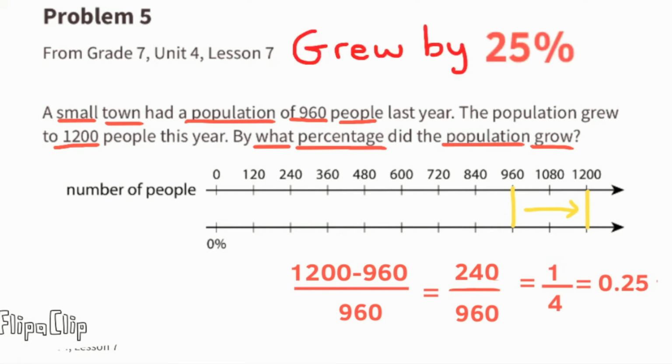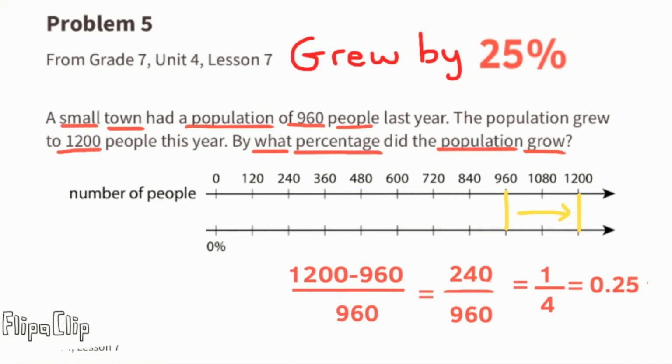25 hundredths is equivalent to 25%. So this was an increase of 25%. That means that the population grew by 25%. We can also use the double number line to help us easily find the answer.